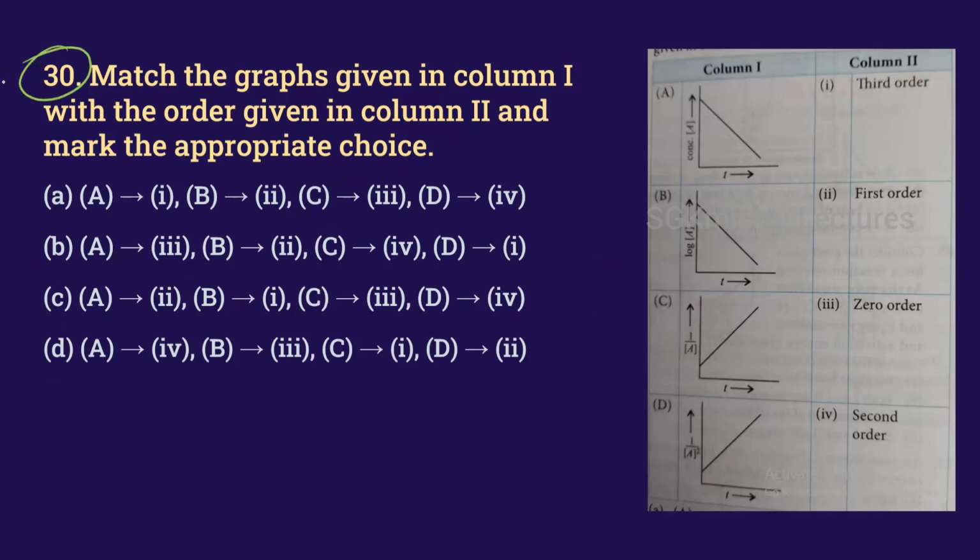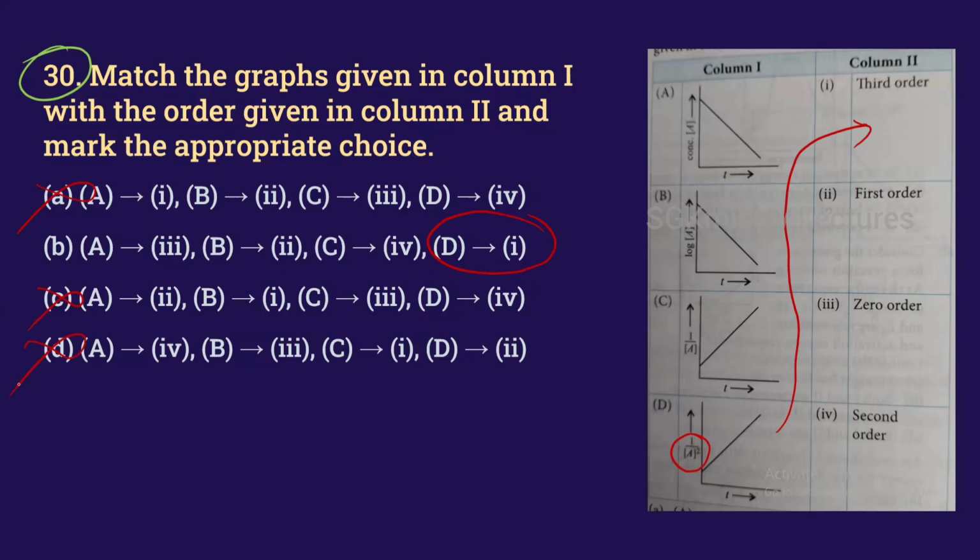Next, question number 30. Match the graphs given in column 1 with the order given in column 2 and mark the appropriate choice. So this I already told. I've also explained it in detail in the explanation video of this chapter. So please be very thorough with the graphs and which order of the reaction they suggest. Now you see here 1 by a square. Very simple. When this term is there, be very sure it is of the third order. So we have D for 1. We have only one option with D for 1, so you can easily eliminate the other options.